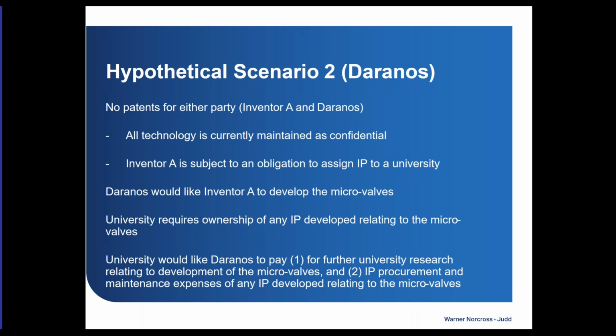So, the next scenario, scenario 2, we're taking the side of Theranos. Once again, neither inventor A nor Theranos have patents for their technology. The technology is once again still currently maintained as confidential. However, the inventor is subject to an obligation to assign to a university. Theranos would like inventor A to develop the microvalves.